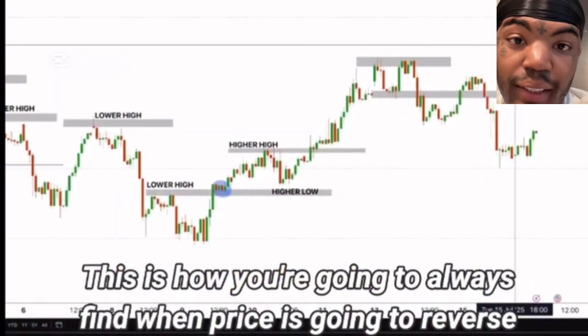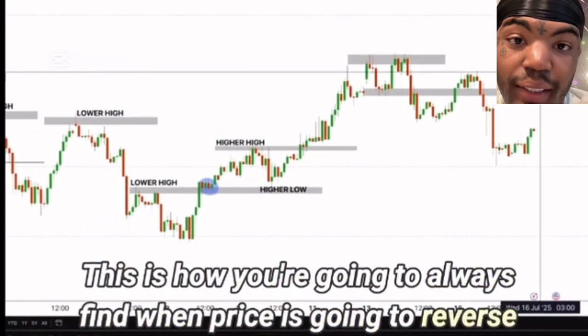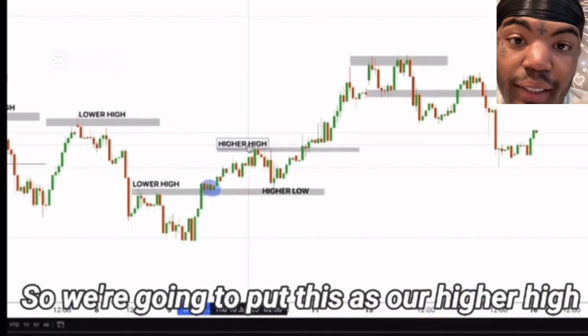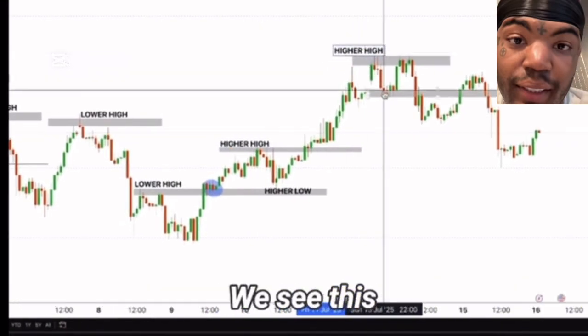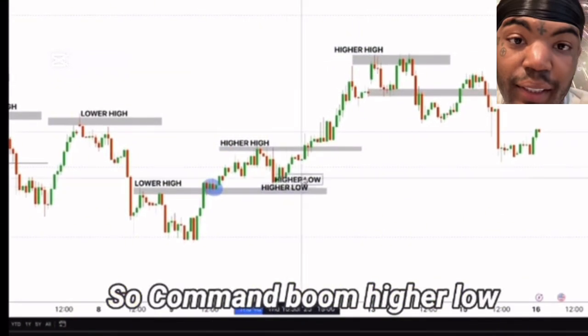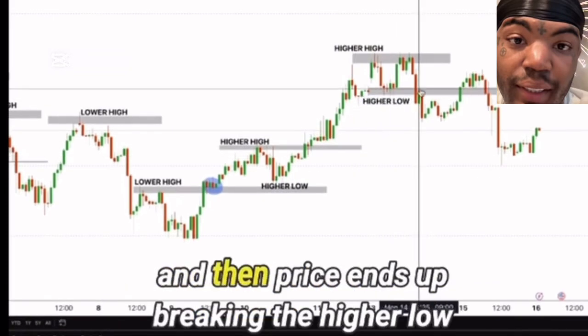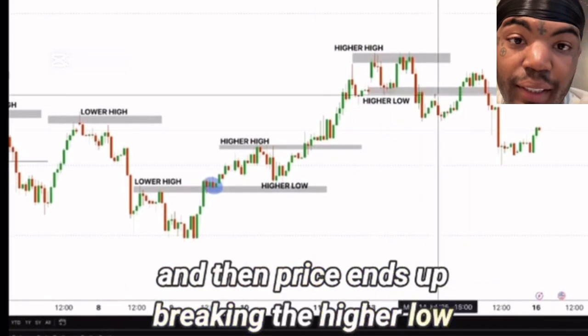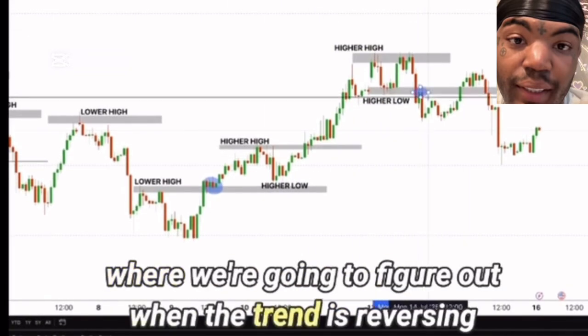How you're going to always find when price is going to reverse: just track your highs and lows. So we're going to put this as our higher high. We see this is our higher low. Boom, higher low, and then price ends up breaking the higher low. So this is where we're going to figure out when the trend is reversing.